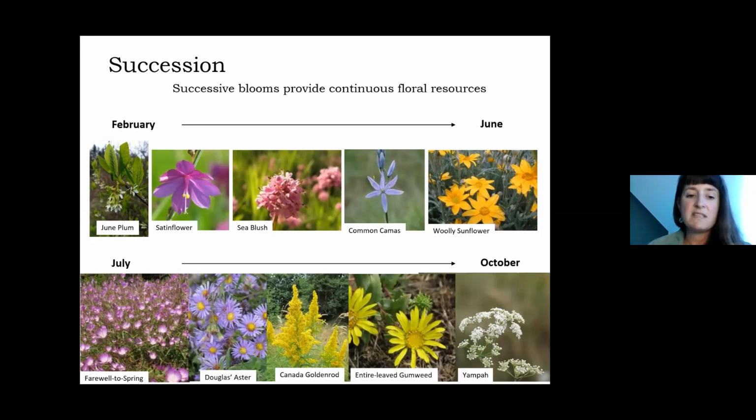Right now is the season of farewell to spring. And then soon, well, actually the goldenrods have started, and then we'll start to get into Douglas aster and entire-leaf gumweed. And one of the latest flowering and also drought-tolerant plants is a plant called yampah. And both of those, yampah and gumweed, you can see into October, November, and sometimes you'll see these crazy patches of gumweed at the shoreline, even around the harbor, that are in bloom right through the winter. And it seems like they really never stop blooming.